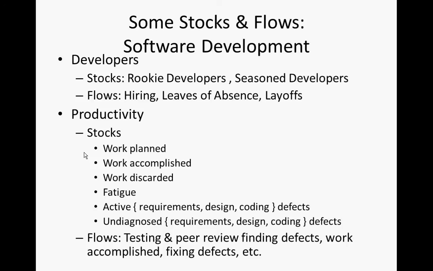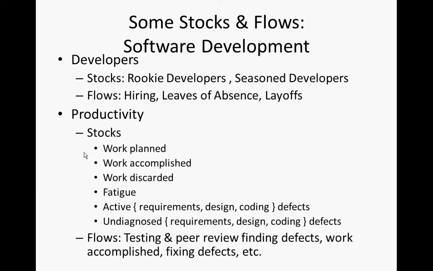There's dynamics associated with productivity, work to be done, work items, tasks, as it were. So, for example, the work planned, the work accomplished, work discarded, discarded code because of design change or requirements change. Fatigue is another thing that really substantially impacts things. Active defects at different levels, undiagnosed defects, and there can be flows associated with testing and peer reviews, finding defects, work accomplished, fixing defects, etc.